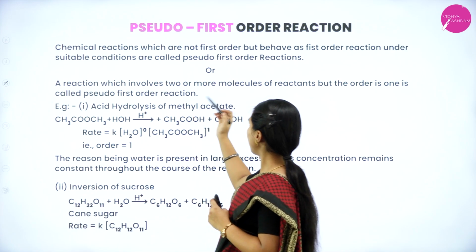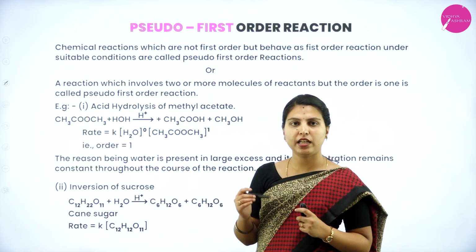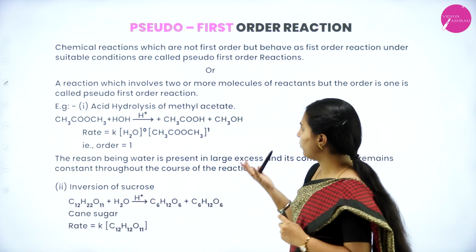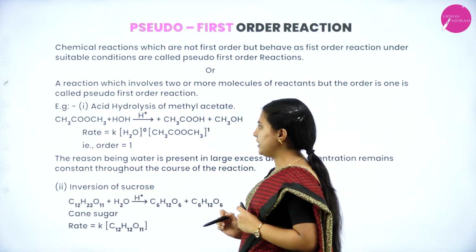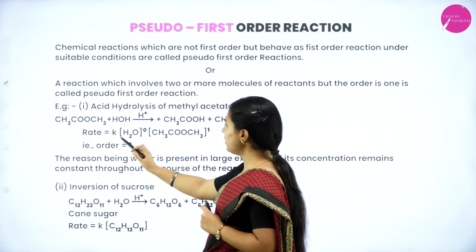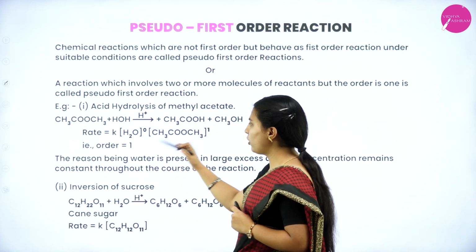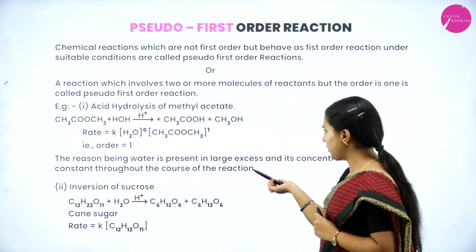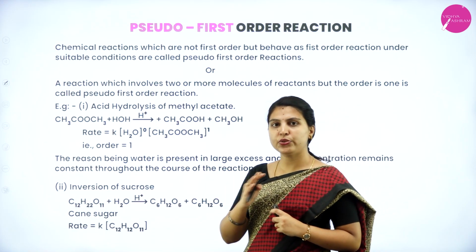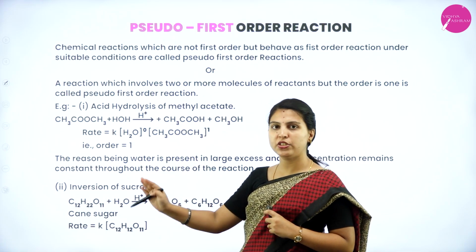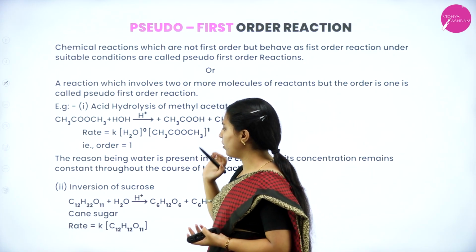A reaction which involves two or more molecules of reactants but whose order is 1 is called a pseudo first order reaction. It can be stated like this also: two or more molecules are present but the order shown is 1. Example, acid hydrolysis of methyl acetate. Here the order with respect to water is 0 and ethyl acetate is 1, so the overall order is 1. The reason being water is present in large excess and its concentration remains constant throughout the course of the reaction. Since water will not change, it will remain a first order reaction.